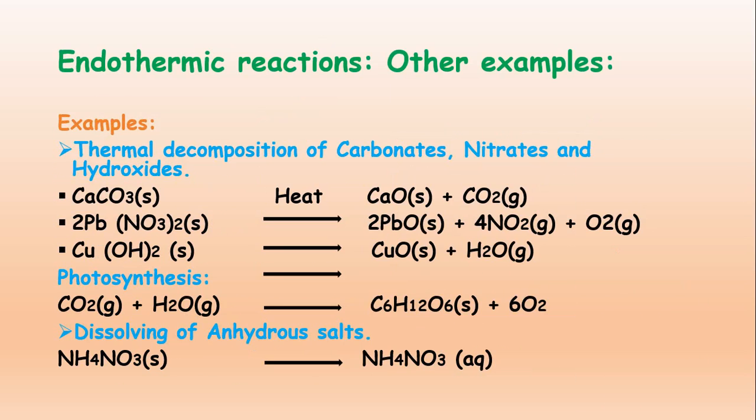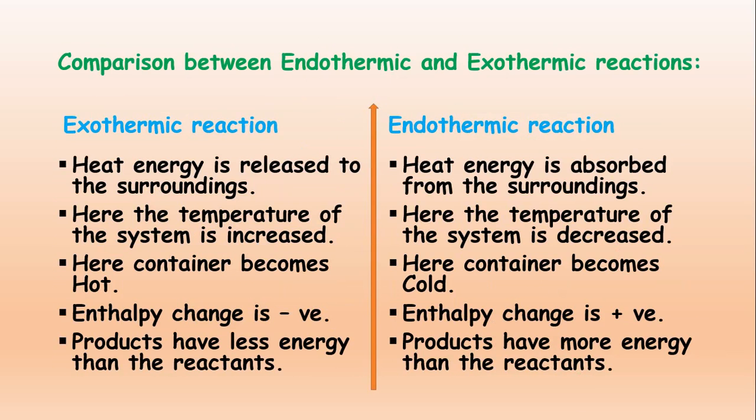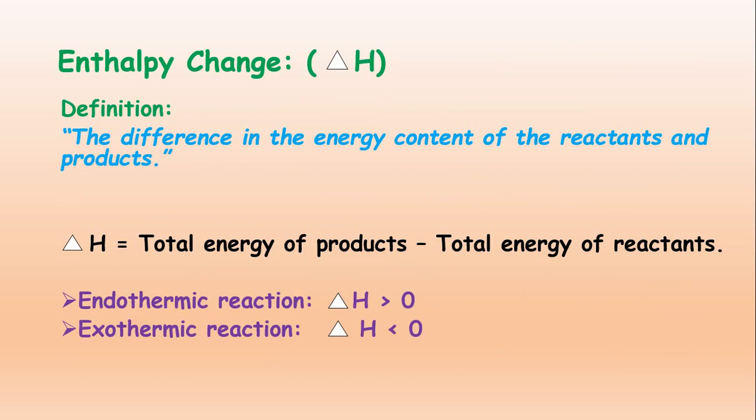So today we will move towards our new topic, that is the energy change or enthalpy change. Enthalpy change is basically represented by delta H, and the definition for the enthalpy change is the difference in energy content, the amount of energy, of the reactants and products in any chemical reaction.